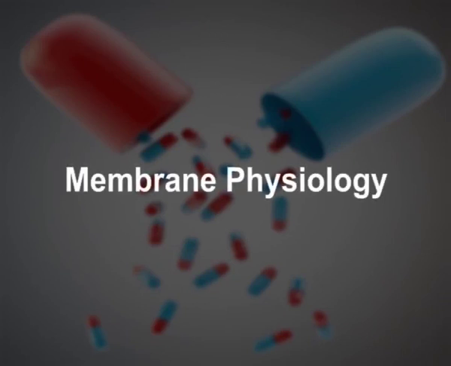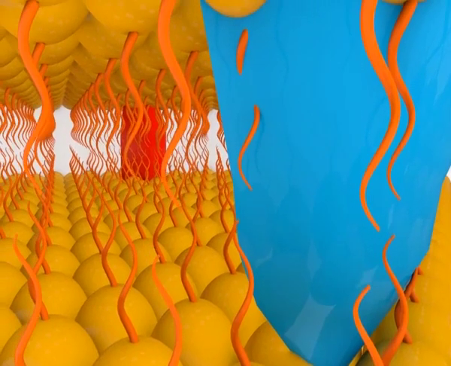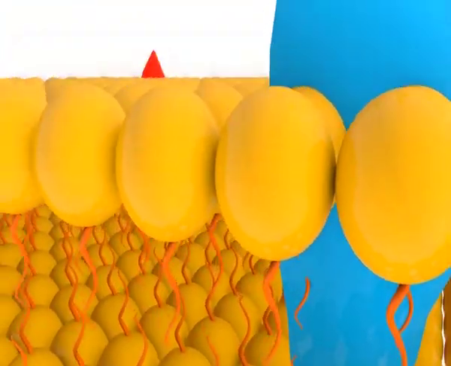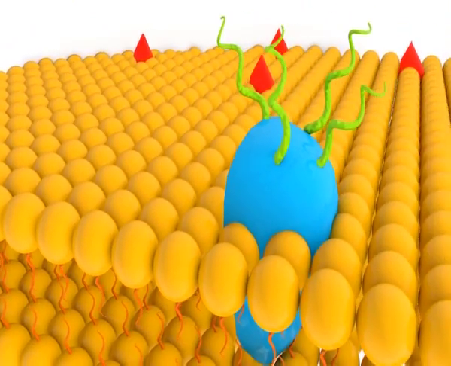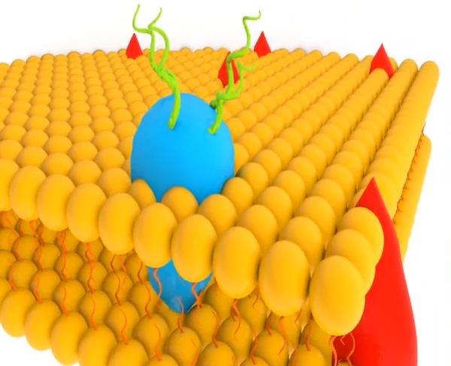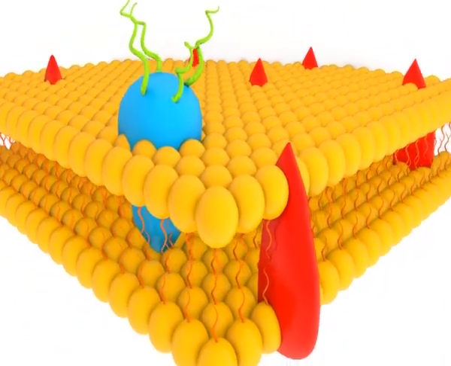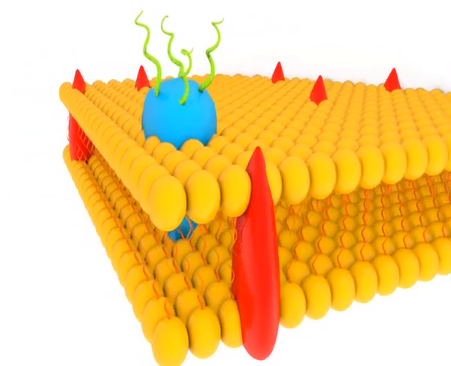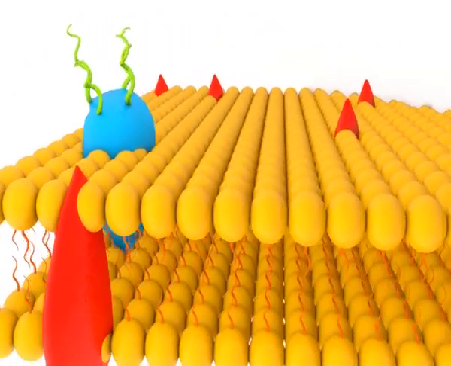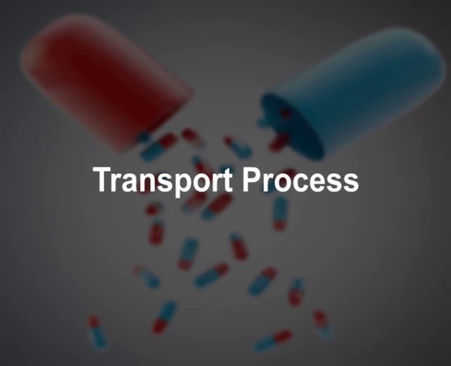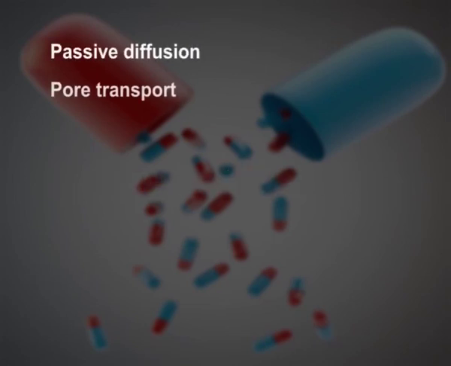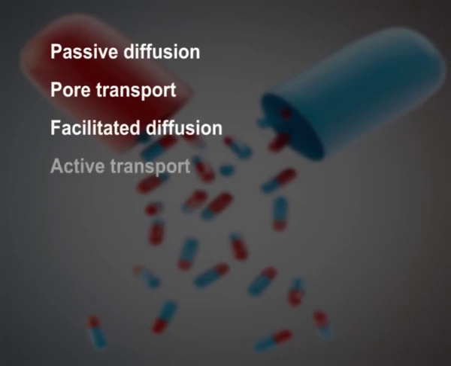It involves membrane physiology. The membrane physiology further involves the membrane structure. Cell membrane, also called plasma membrane, plasma lemma, is a phospholipid bilayer. The plasma membrane is a flexible yet sturdy barrier that surrounds and contains the cytoplasm of a cell. Second is transport process. There are different transport processes like passive diffusion, pore transport, facilitated diffusion, active transport and pinocytosis.